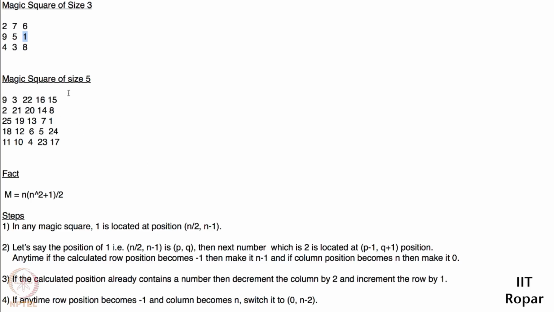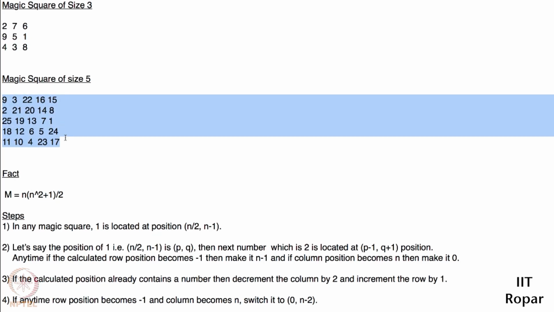For a magic square of size 5, it becomes 5 by 2, which is 2, which is the third row, counting 0, 1, 2, and the last column, that is n minus 1, which is the fourth column. We will always assume here that the matrix starts with 0 comma 0.